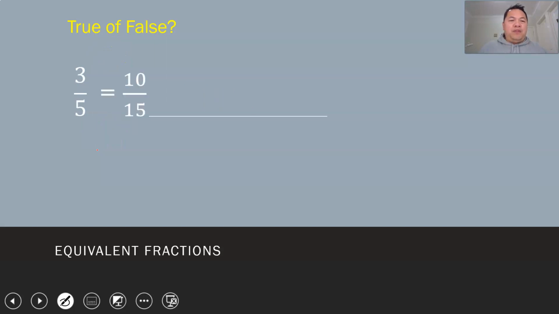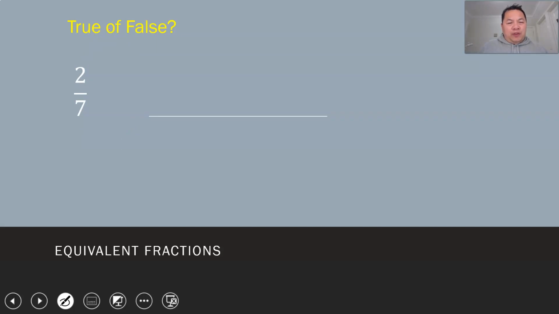Next question. What about 3/5 and 10 over 15? Are they the same? Let's go through what we have learned again. In fact, we can't find a whole number to multiply 3 with to get 10. And of course, the denominator 5 times 3 is 15. So there's no way I could multiply the numerator by a whole number to get 10, and 3 times 3 is 9, and I don't get 10. Therefore, this is false.